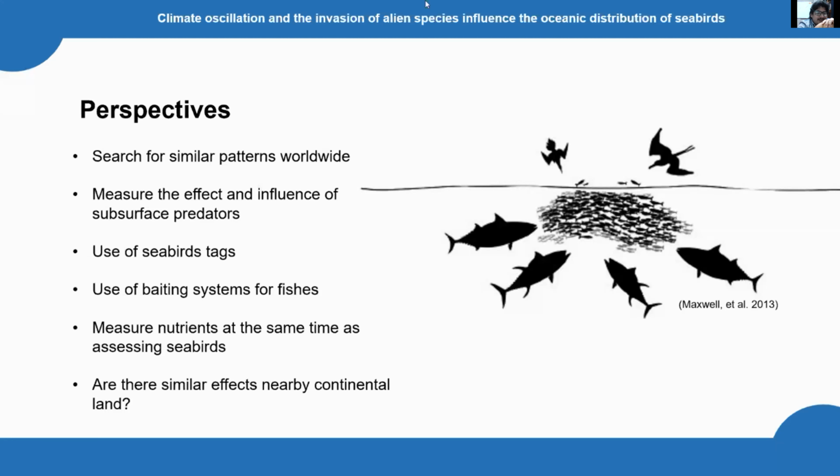Also using a bait system for fishes, with underwater camera traps. We also need to measure nutrients at the same time as assessing birds in order to find this relationship, not only downloading information from remote sensing, which is what we did, but also measuring nutrients in situ and finding out if these effects are just a matter of chance, or could also be driven by nearby continental land.